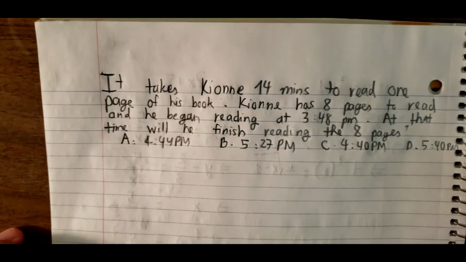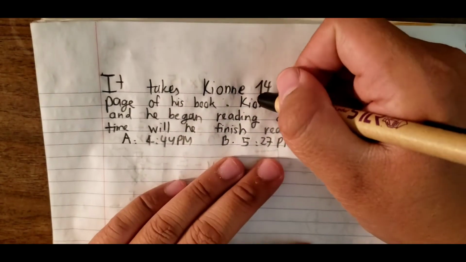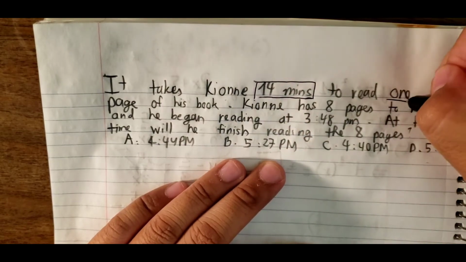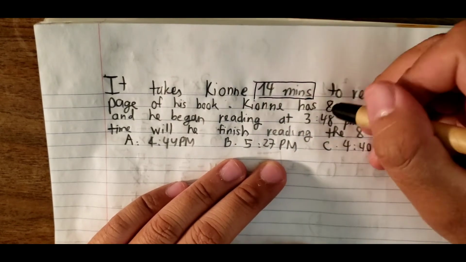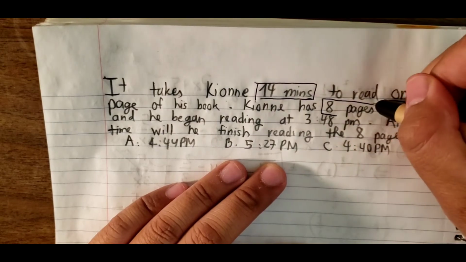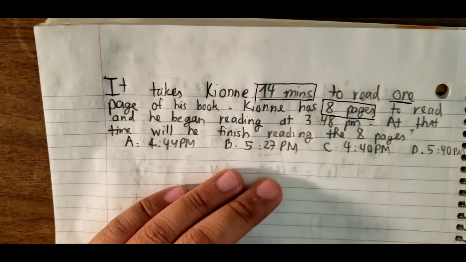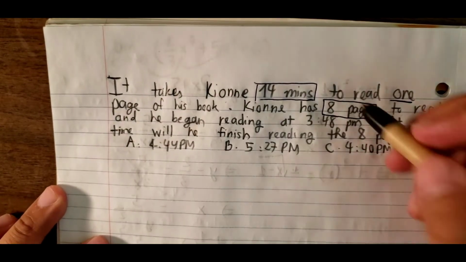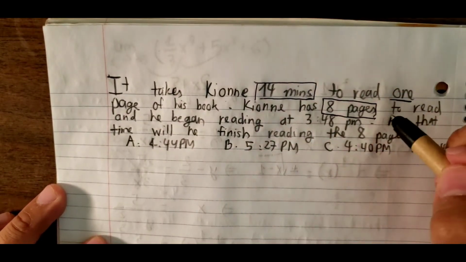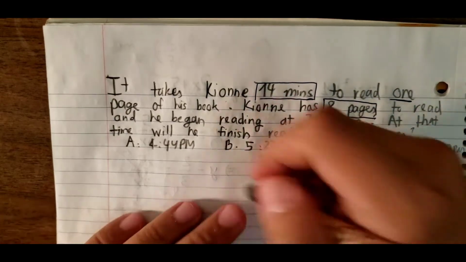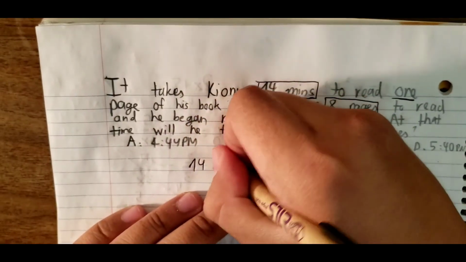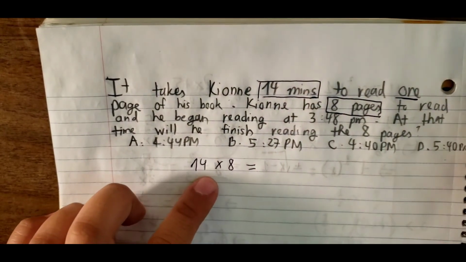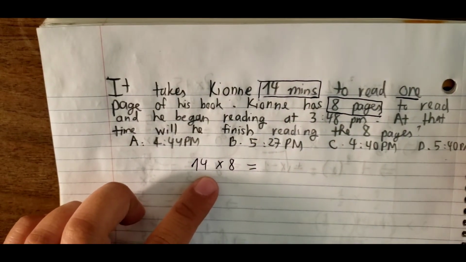In the question, we can see that this person reads for about 14 minutes for one page. And in the book, we have 8 pages. So this one is very simple. We just multiply 14 minutes by 8 pages. So we have the total minutes to finish reading the book.